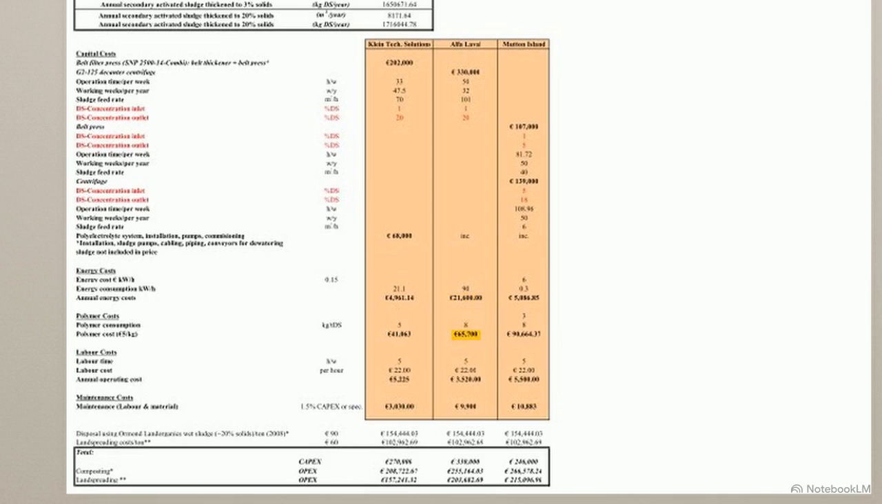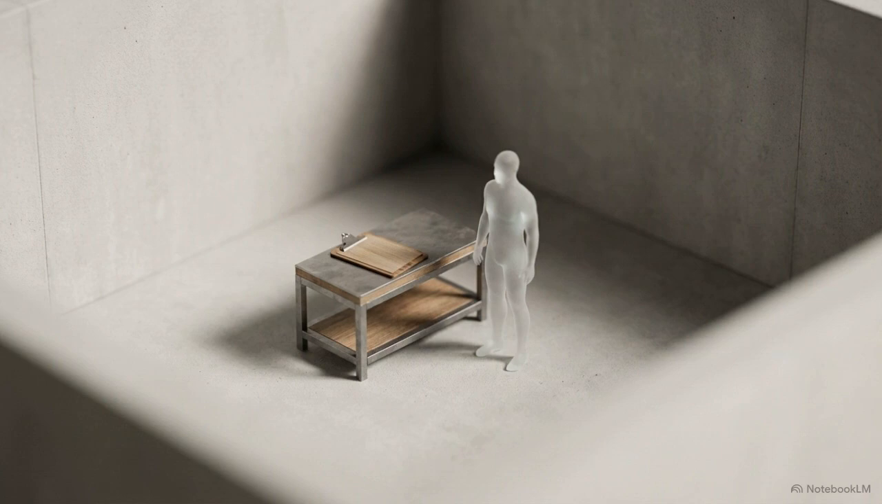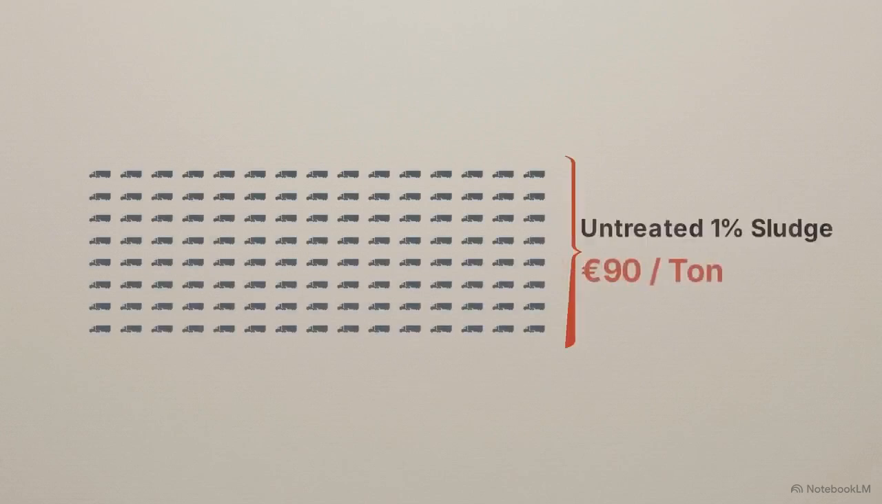These polymer costs add a massive 65,700 yearly penalty. Why do engineers and municipalities tolerate these massive energy and chemical OPEX penalties? We have to calculate the alternative.